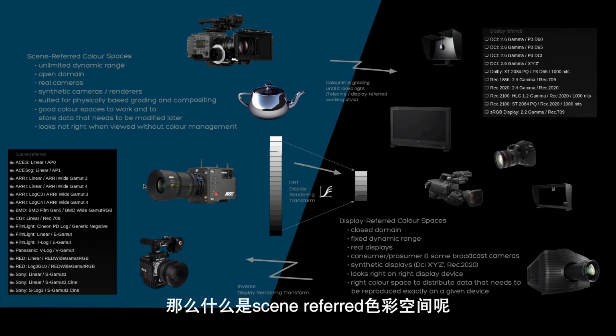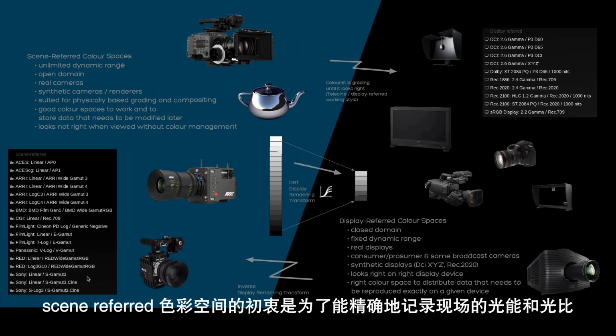And so what are scene referred color spaces? Typically, they either have a linear transfer function, so that's then also sometimes referred to as scene linear, or they use one of the various log encodings. The idea of scene referred color spaces is to store the light energy from the set in a documented way.